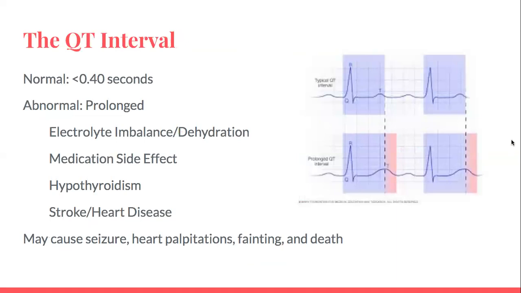And then moving on to our QT interval. A normal QT interval is less than 0.4 seconds. And you can see what that measurement would look like here in this top waveform. You start at the Q, end at the T, and so this whole time frame would be less than 0.4 seconds. An abnormal QT interval is when it's prolonged.